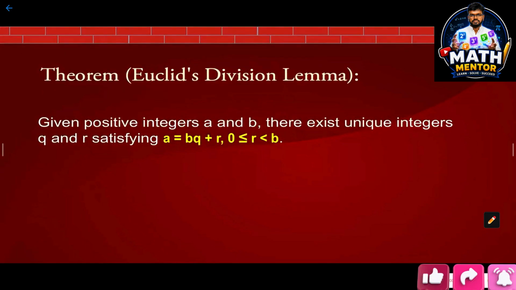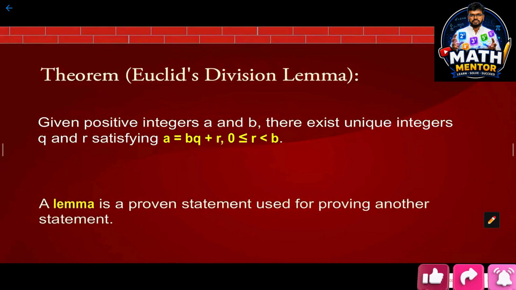Given positive integers a and b, there exist unique integers q and r satisfying a is equal to bq plus r, where 0 is less than or equal to r less than b. The word lemma sounds new. Do you know its meaning? A lemma is a proven statement used for proving another statement.